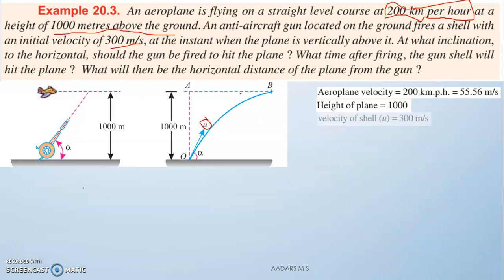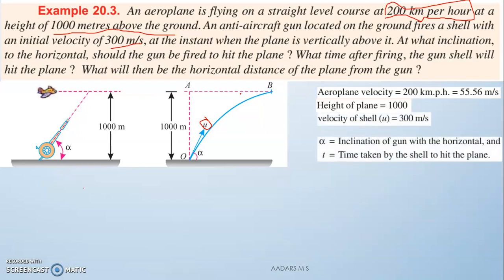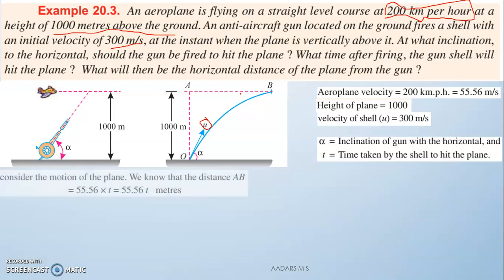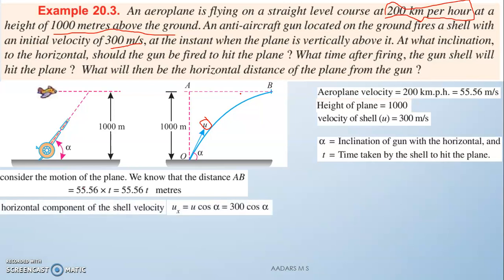The height of the plane is 1000 meter. Velocity of the shell is 300 meter per second. Alpha is the inclination of the gun, and t is the time taken. The velocity of the plane is 55.56 meter per second. The distance traveled by the plane in time t is 55.56 into t. At the same time, the horizontal component of the velocity of the shell is u cos alpha, or 300 cos alpha. The distance traveled by the gun is 300 cos alpha into t.